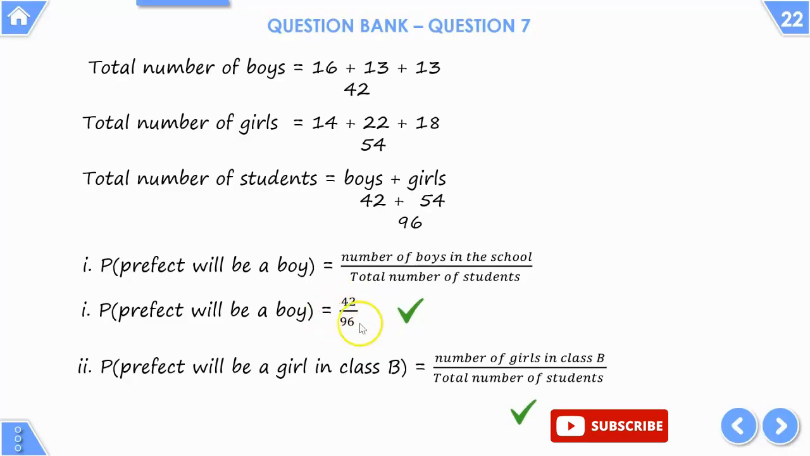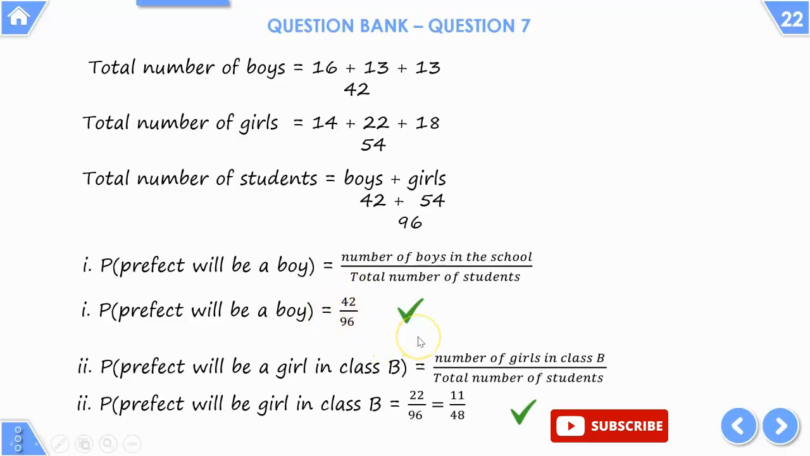I need to edit my file. And so the same thing happens here. You have 11 over 20, 48. But this time he's asking for the prefect from class B. So we select the student from class B. That is 22, class B, all over the total students.